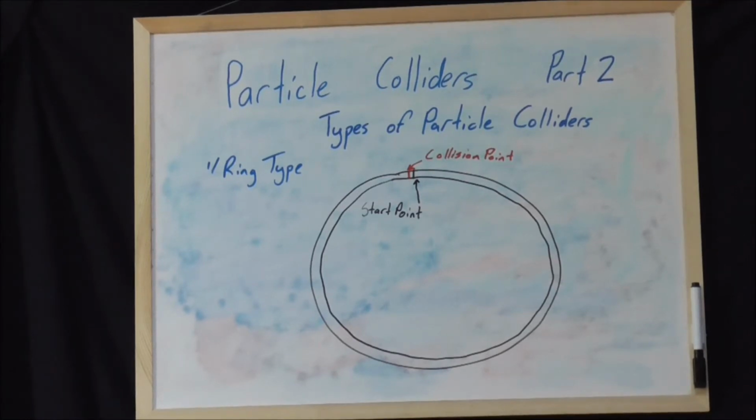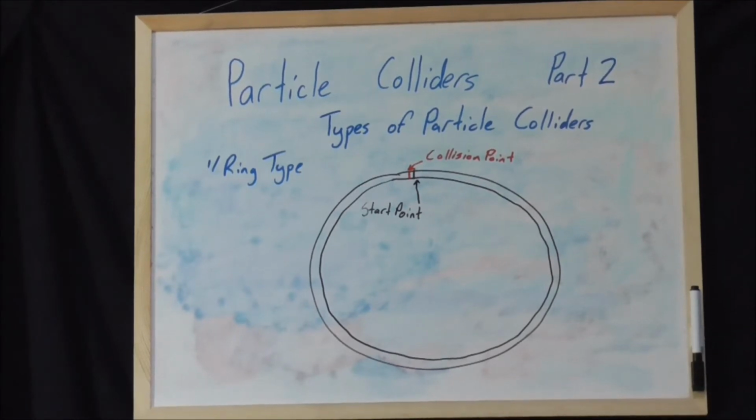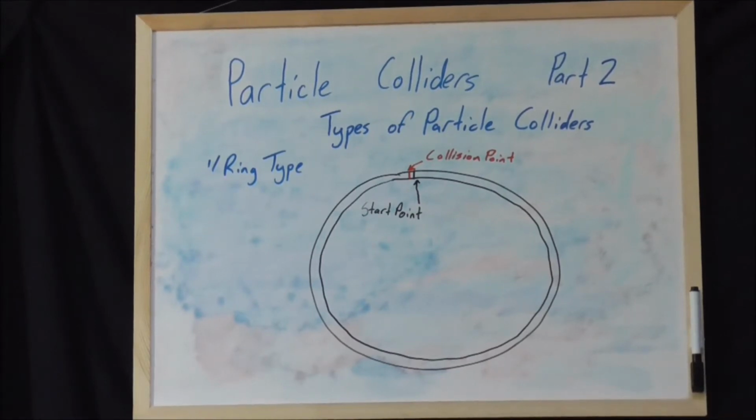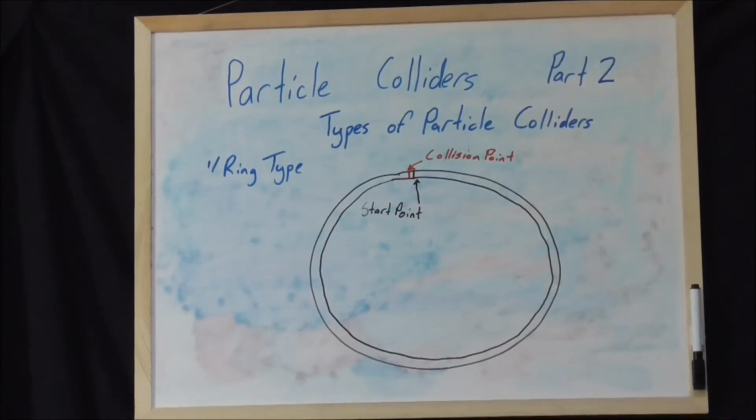So remember, we have two particle accelerators. One should be for the particle and the second is for the carbon, for carbon bonding. And we have our collision point right next to our start point. So you don't have far to go with this type of collider in order to inspect the results. So that's the ring type particle collider.